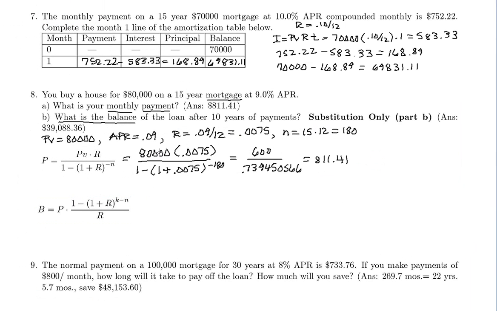So now we got to plug into the B equals formula. Now notice this one's a substitution only, but I again gave you the final answer so you could double check your work. So this is all the same substitutions except for this K. Remember, K is the number of payments made at the time you're checking that balance.